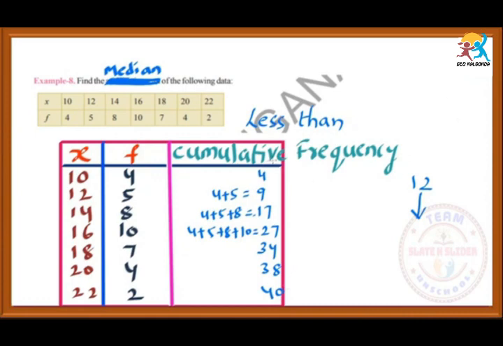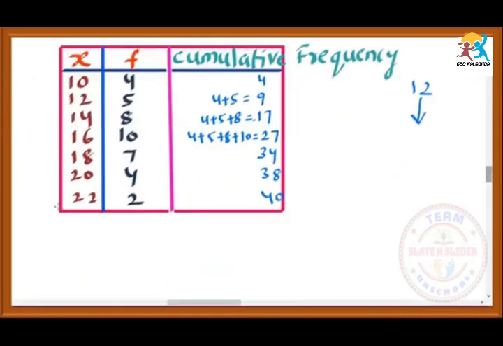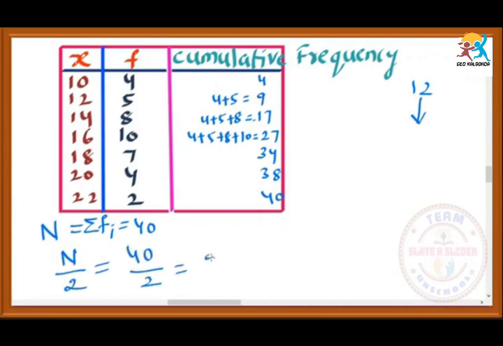So after getting the cumulative frequency, what should we do? The sum of the frequencies, sigma fi, is equal to 40, and there also we get the same. In the median, we write this sum of the frequency as n. Median means we have to make the number half. So we have to find the value of n by 2. So n by 2 is equal to 40 by 2, that is equal to 20.